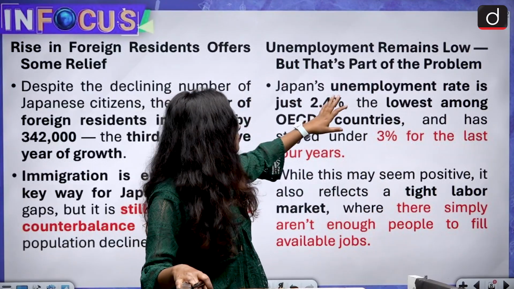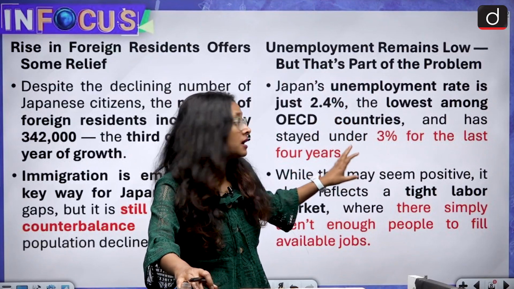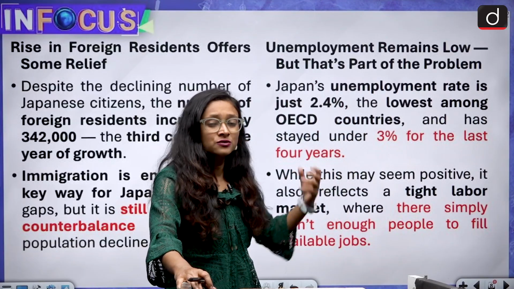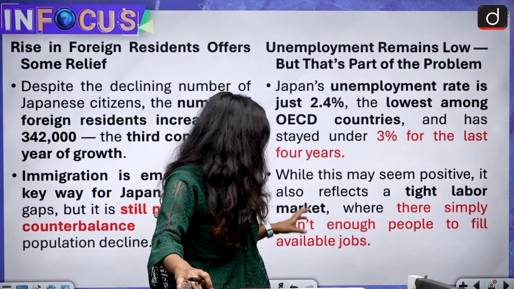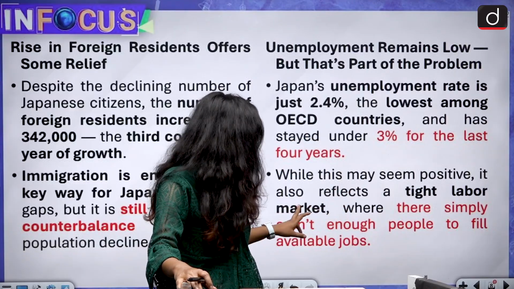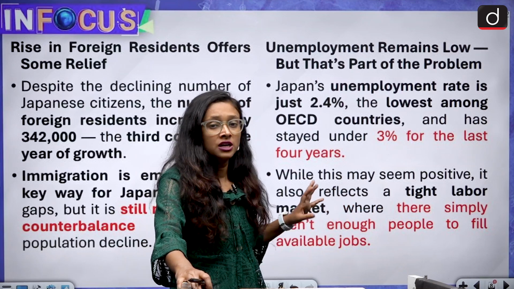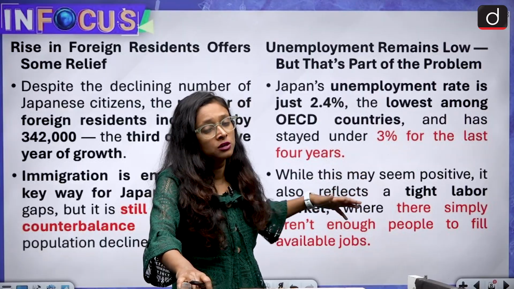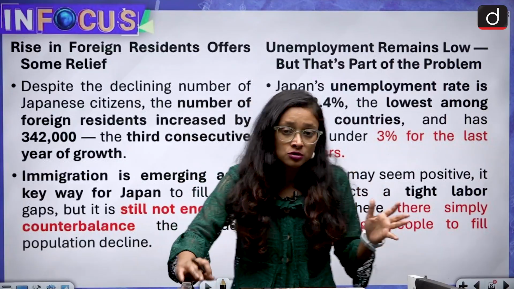Then unemployment remains low. Because of the good economy, the unemployment rate in Japan is really low, around 2.4%. It looks very nice that there is such a low rate of unemployment, but here we also have to see that there will be a tight labor market, where there simply aren't enough people to fill available jobs. So the unemployment rate is low, you have jobs but you do not have people, then who will work in those vacant jobs? So this is also sometimes not a good sign.